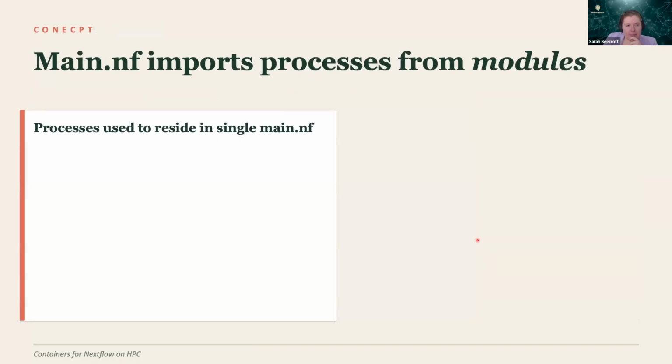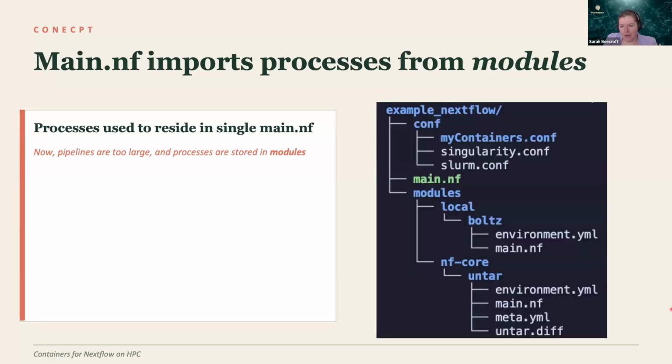So this is where things start to get a bit complicated. I know it breaks my brain a little bit. Once upon a time, as I said before, you used to have the main.nf and nextflow.config, and that was kind of it. But pipelines have got more and more complex over time. So instead of just having one main.nf, you have many. And the primary main.nf imports processes from modules.